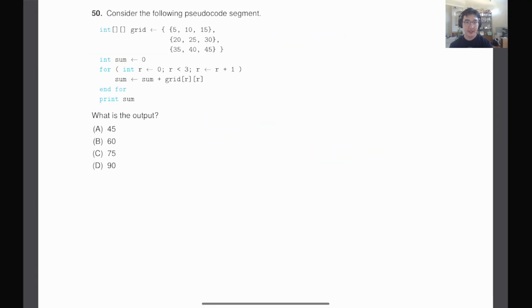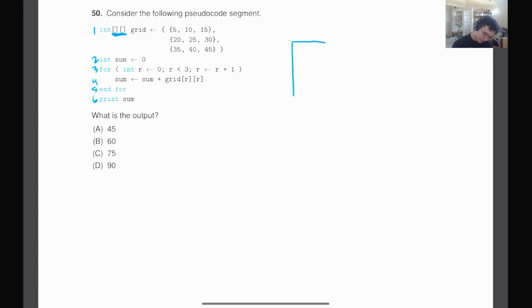Question 50, last one. Consider the following pseudocode segment. So we have a 2D array right here, and we have a for loop doing something, and we want to print out something at the very end. And it's asking what is the output. So I'm going to go ahead and write line numbers. Let's go ahead and draw line 1. This might help us out.